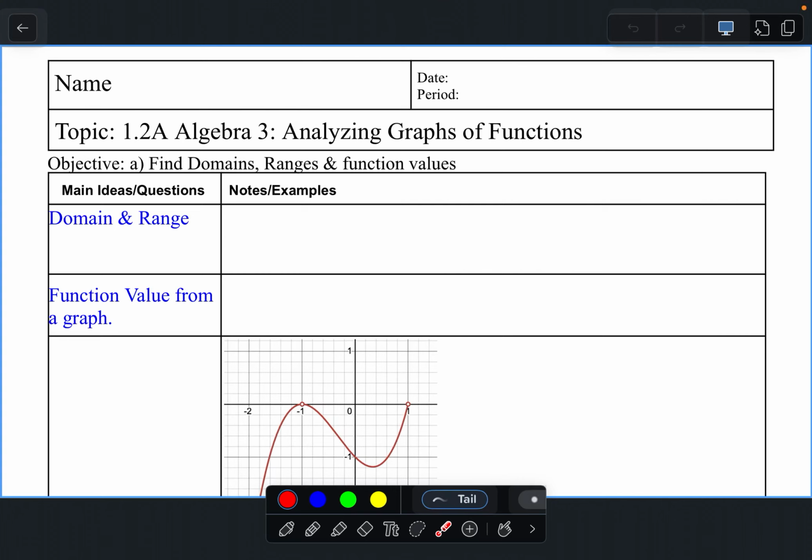So domains, range, and function values are something that are important that you know how to do. They especially come up if you take college algebra or calculus in your future. So let's talk about domain and range. So first, let's talk about domain.